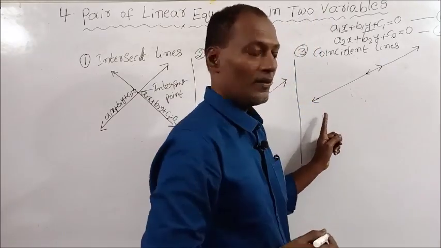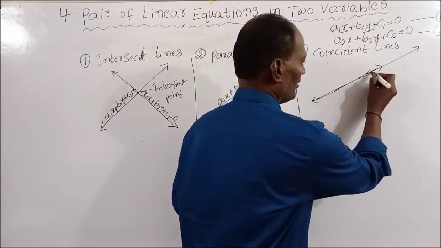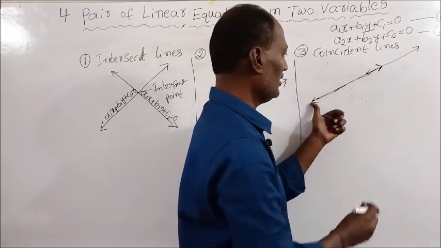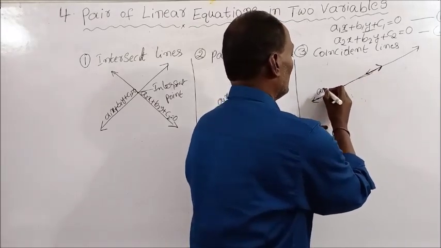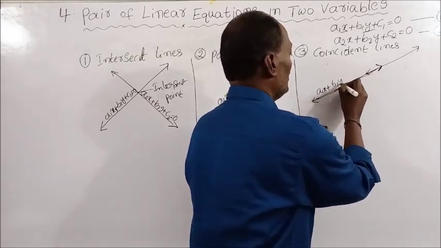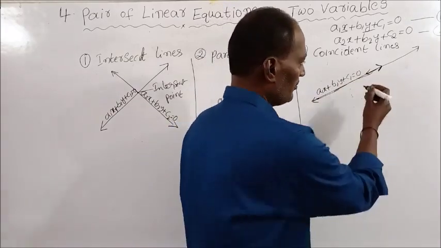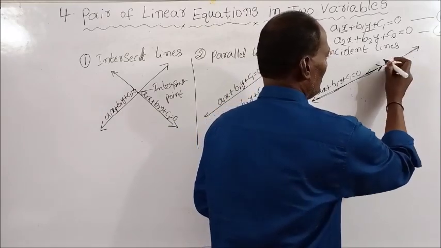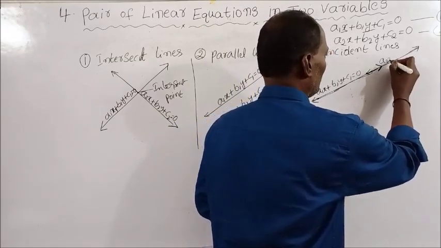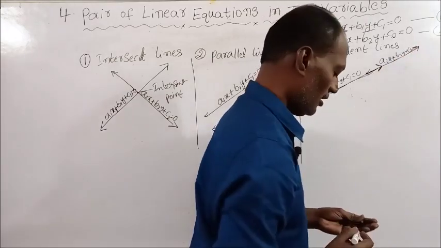See, from here to here, this is the one linear equation, a1x plus b1y plus c1 is equal to 0. From here to here, this is the second linear equation, a2x plus b2y plus c2 is equal to 0.